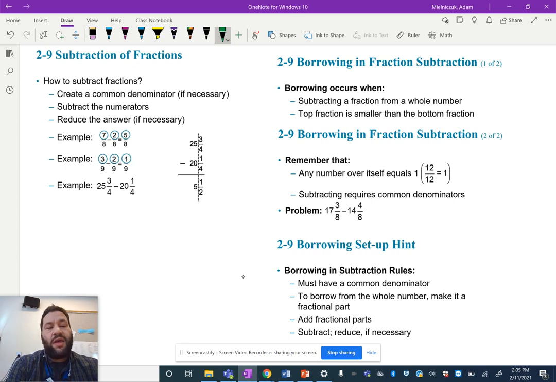So here's some examples. 7 over 8 minus 2 out of 8. Well, common denominator. So 7 minus 2 is 5 out of the 8. 3 out of 9 minus 2 out of 9 would give you 1 out of 9.